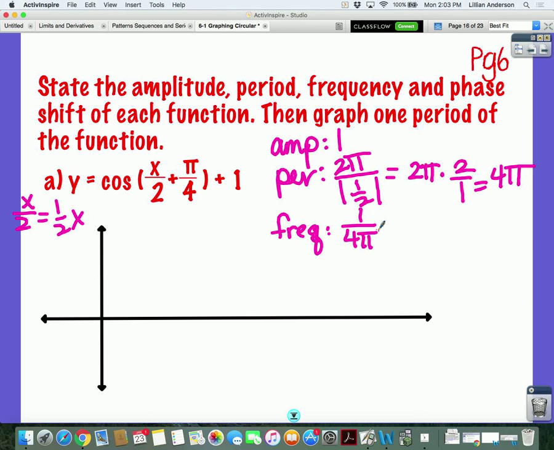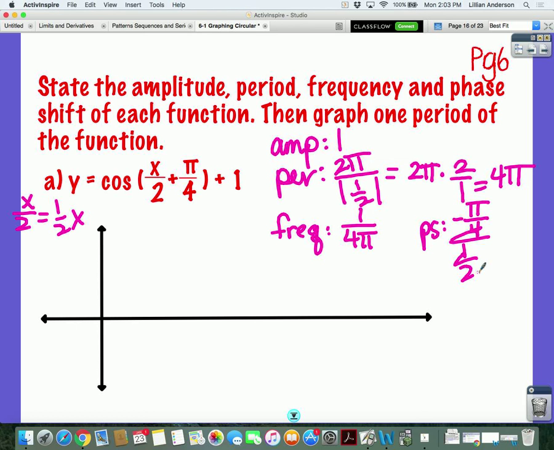Be careful with the phase shift. I'll take a volunteer on this one who thinks they have the phase shift. Any volunteers? Ada. Negative 1/2 over pi over 4. Very close. Oh, negative pi over 4 over 1/2. That's right.